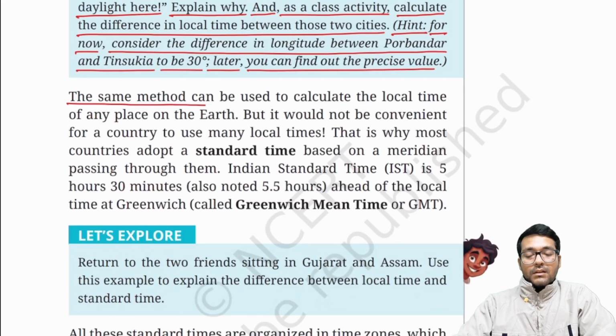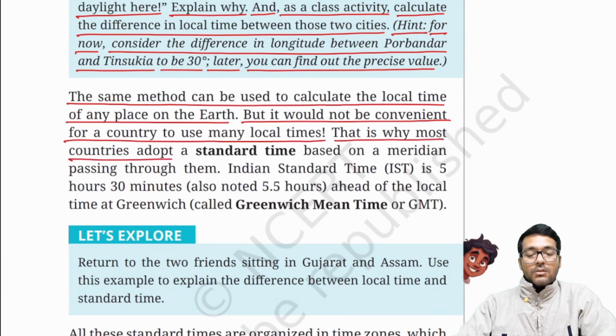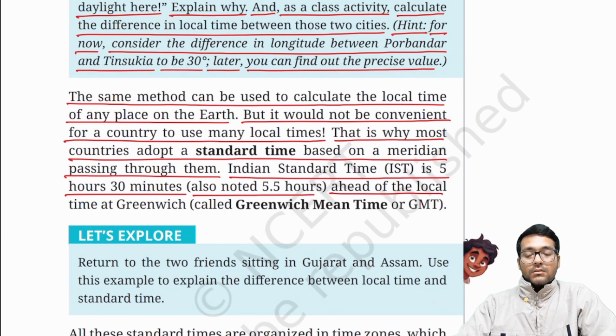The same method can be used to calculate the local time of a place on the earth, but it would not be convenient for a country to use many local times. That is why most countries adopt a standard time based on a meridian passing through them. Indian Standard Time, or IST, is 5 hours 30 minutes, also noted 5.5 hours, ahead of the local time at Greenwich, called Greenwich Mean Time or GMT.